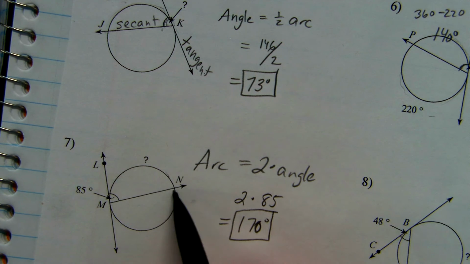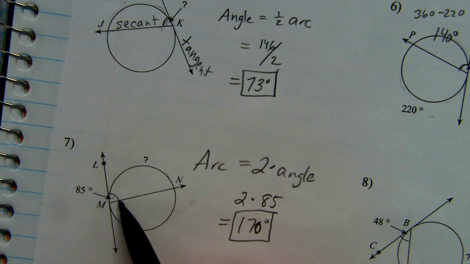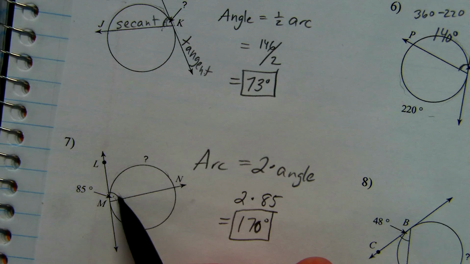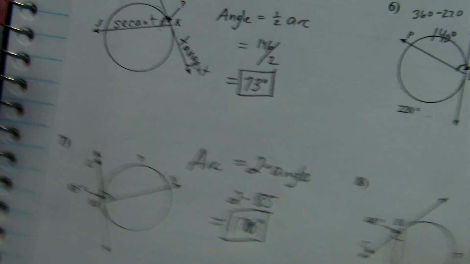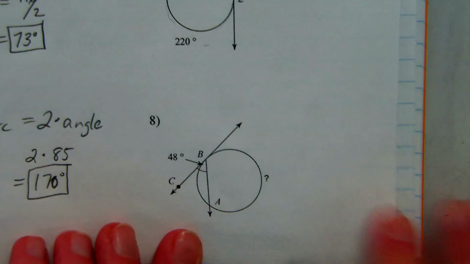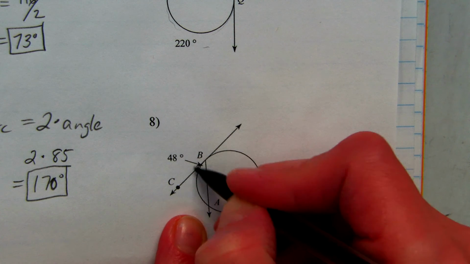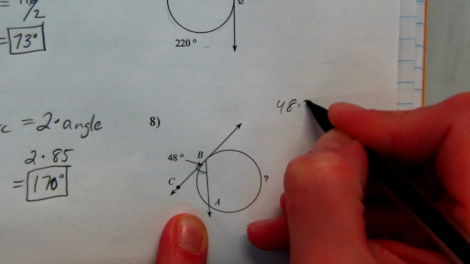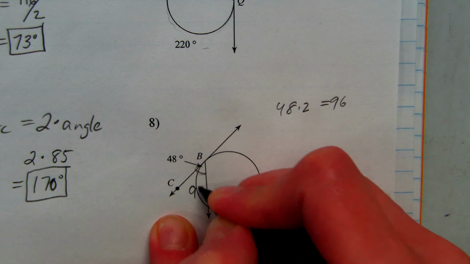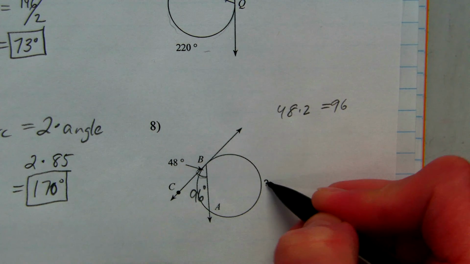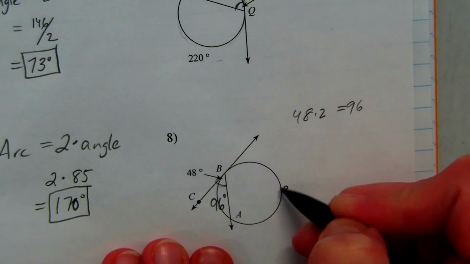And you want to make sure that the arc that they're looking for goes with that angle, that the angle is inside that arc. So when we look at number 8, it's going to look a little different. They've given us this angle 48. If I take 48 times 2, I get 96, and that goes over here with this arc. But the question mark is on this one.